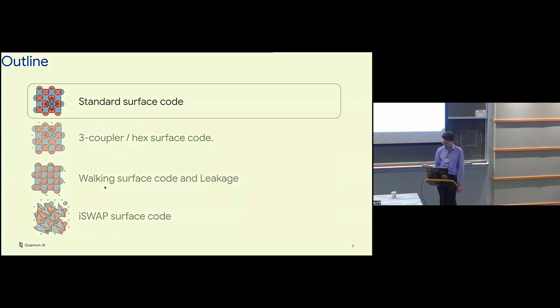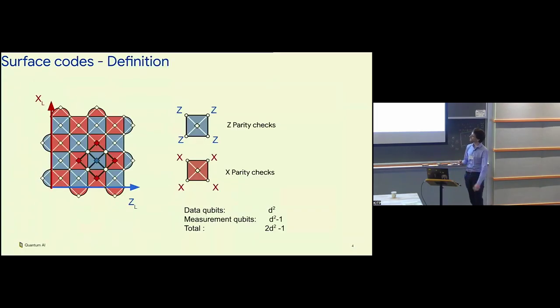So let's first talk a bit about the standard implementation of the surface code. Everybody kind of knows about it a bit. There is a tile of Z parity checks and X parity checks, and you implement a logical qubit on a square lattice of physical qubits like this, and the total number of qubits scales as 2d squared minus 1.